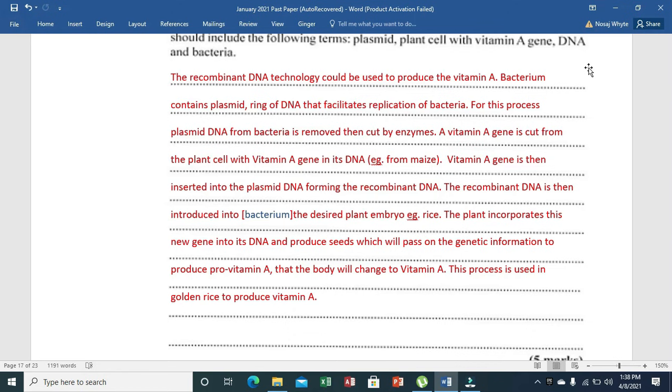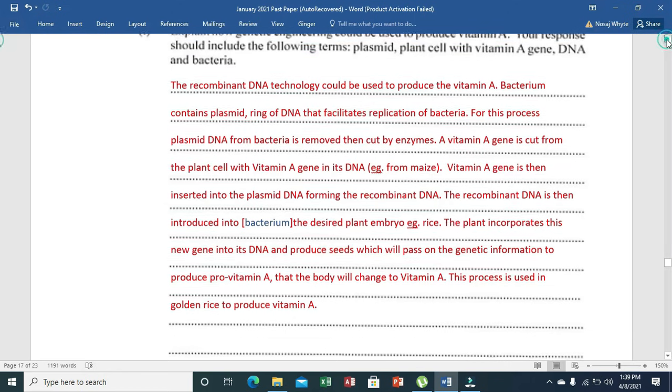So this process is used in golden rice to produce that vitamin A. Remember, what is produced in the golden rice is the provitamin A. I use provitamin A because it's easier to remember. And then the body will transform that into actual vitamin A. So remember, when we're looking at this particular question, we are looking at the recombinant technology. It's very important for you to know.